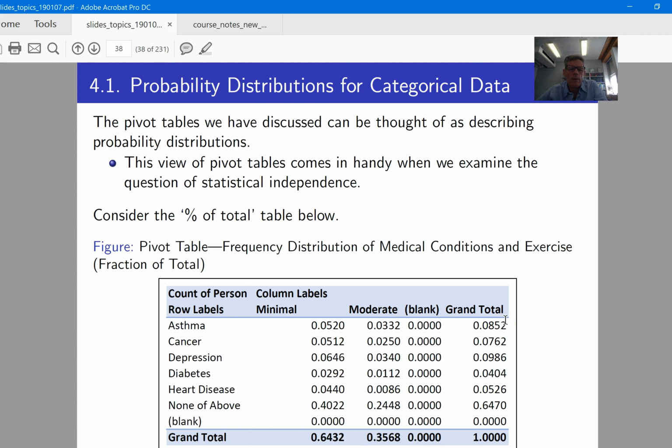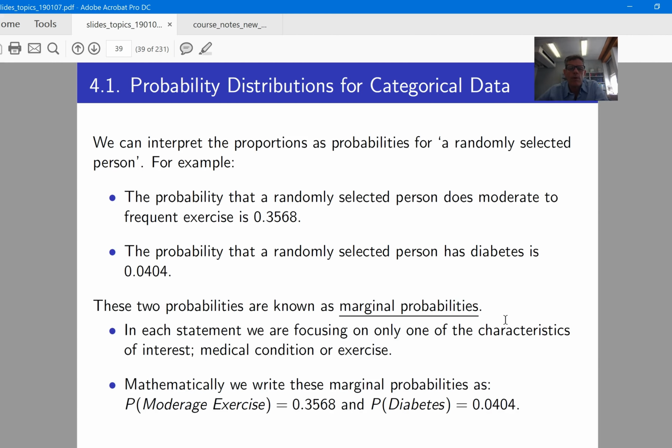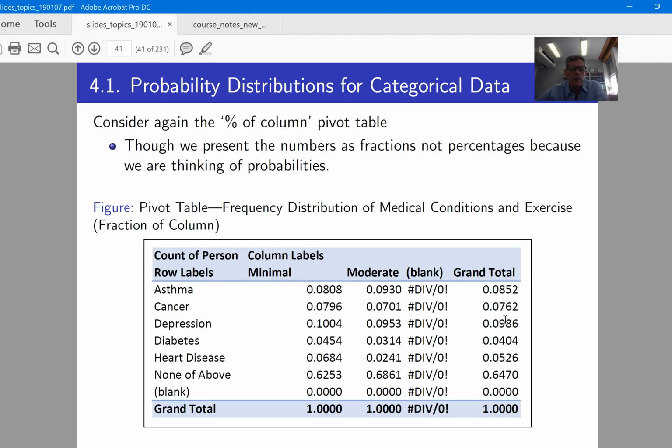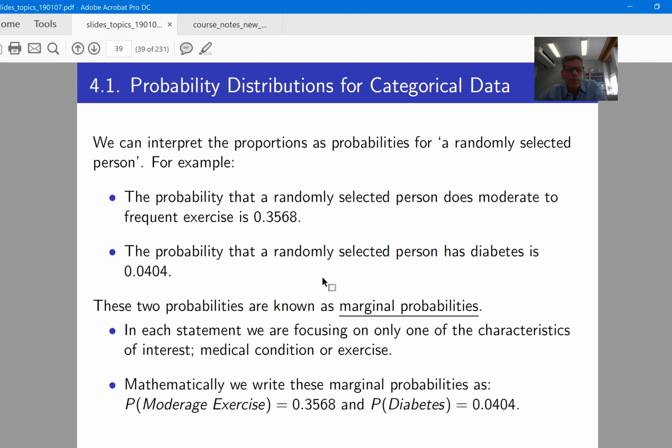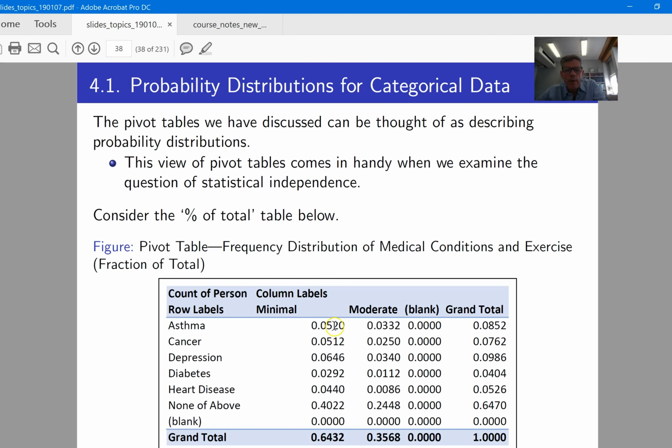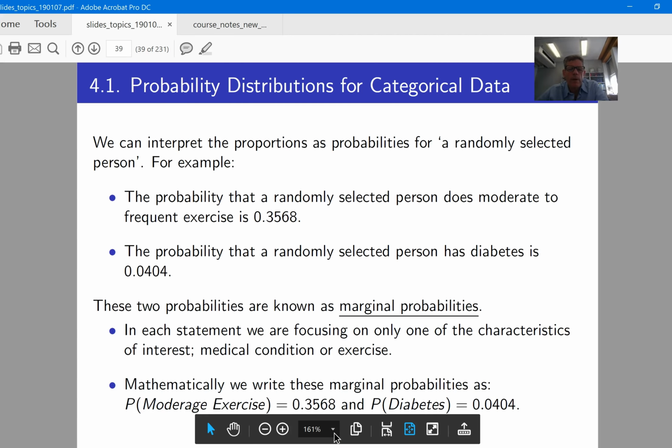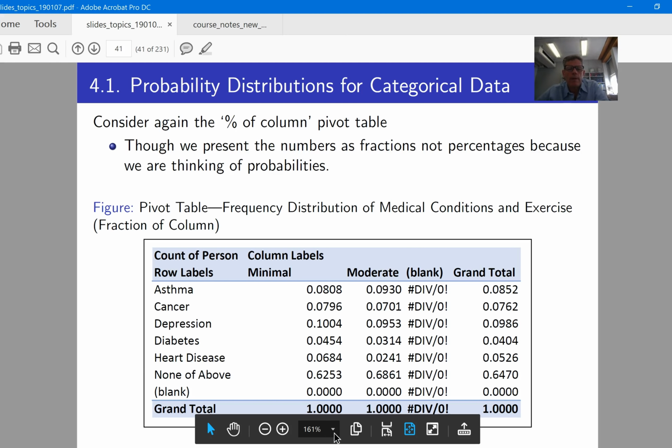So let's take the numbers in the first column and divide them all by 0.6432. And then let's take all the numbers in the second column and divide them by 0.3568. When we do that, we end up with a table that looks like this. So that number there, 0.0808, comes from 0.0520 divided by 0.6432. And that will give you 0.0808.